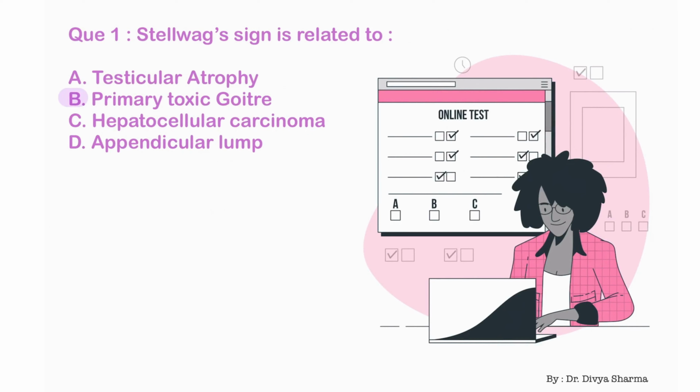Question number 1. Stellwag sign is related to. Now what is Stellwag sign? It is basically an infrequent or incomplete blinking of the eye associated with Graves' orbitopathy, which is a symptom of primary toxic goiter. Hence, the correct option is option B.